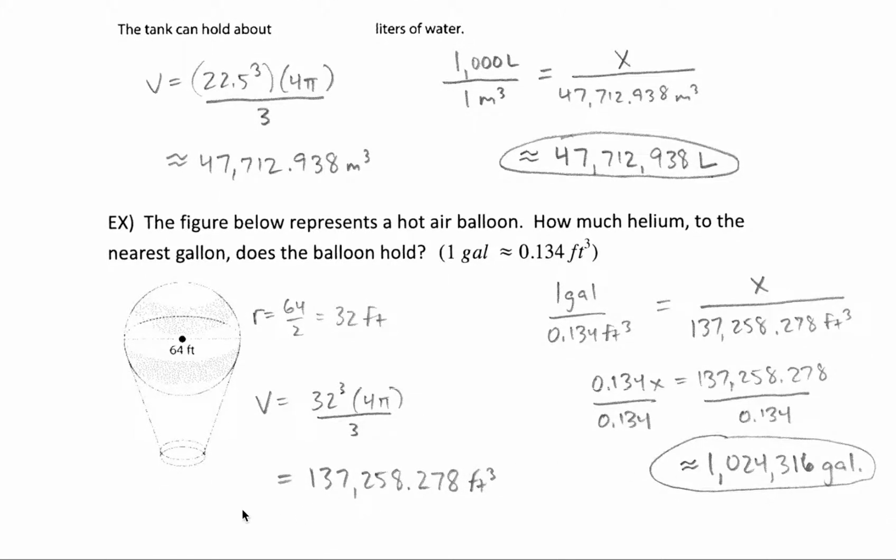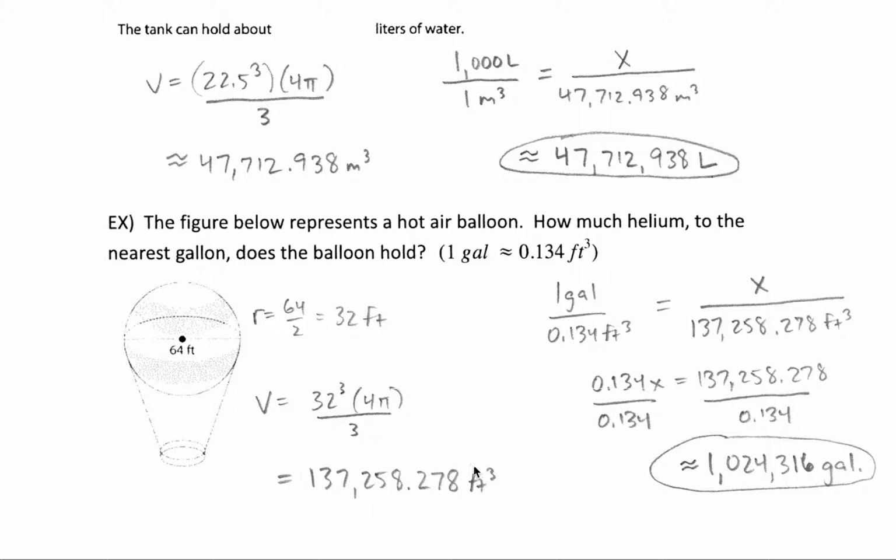Next example is very similar, except we're just talking about a hot air balloon. So it's still a spherical shape. We're given the diameter here, and we're going to cut that in half to get the radius first. Then we'll plug our radius into our formula. We'll cube that radius, multiply by 4 and pi, and divide that by 3. And we get about 137,258-ish cubic feet.